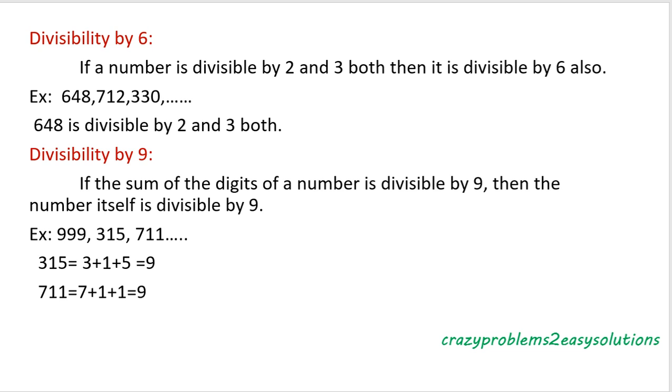Divisibility by 9. It is similar to divisibility by 3. The similar method: if the sum of the digits of a number is divisible by 9, then the number is divisible by 9. How to consider any number? 315. 3 plus 1 plus 5 is 9, so the number is divisible by 9. Or else 711, so 7 plus 1 plus 1 is 9, the number is divisible by 9. Any number, even in the lakhs, you have to follow the same method only. Obviously the number is divisible by 9.